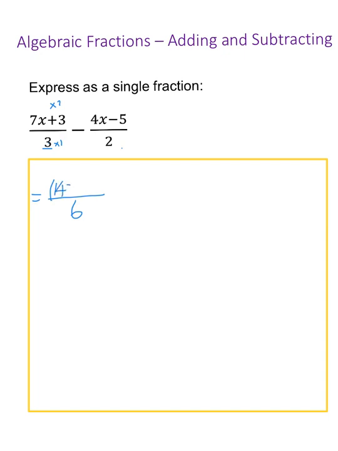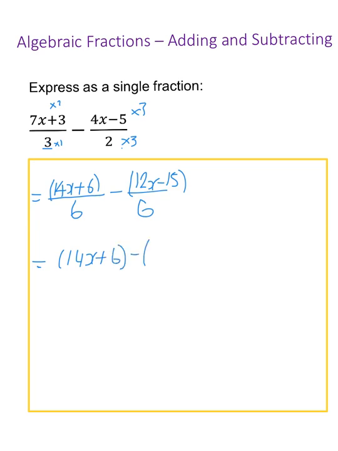14x plus 6 minus, and to make this 6 I've multiplied by 3. So I do the same to the numerator. I need to multiply that by 3, and again I'll put this in brackets. So that'll give me 12x minus 15. So now I'm going to write that as 14x plus 6 minus 12x minus 15, and that's all over 6.